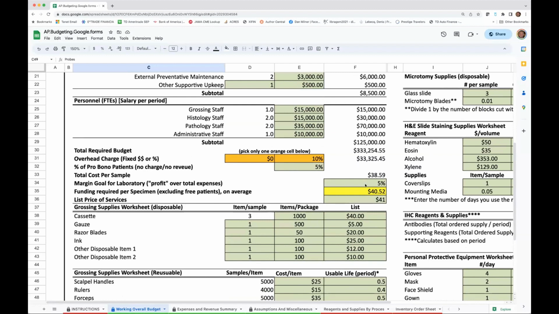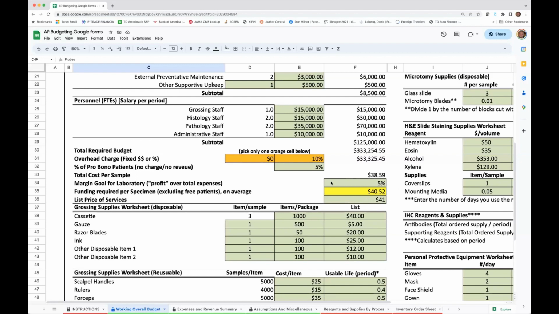And then you have your margin. So if you're a private lab and you have a margin of 5%, you put in 5%. If you're a government lab and you don't really need to have a margin, you can put in 0%. And then there's one other thing you put in, which is the list of price of services.